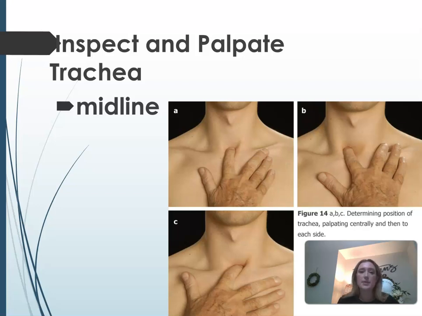Okay. This is a picture of inspecting and palpating the trachea. That's our windpipe that's connected to our lungs. We're going to place our finger on our suprasternal notch, and then we're going to feel on both sides. We should be able to make sure that we feel that it's midline. If it's not midline, that would be abnormal. It could indicate a mass in the neck or some kind of thoracic problem. So we just want to be mindful of that.